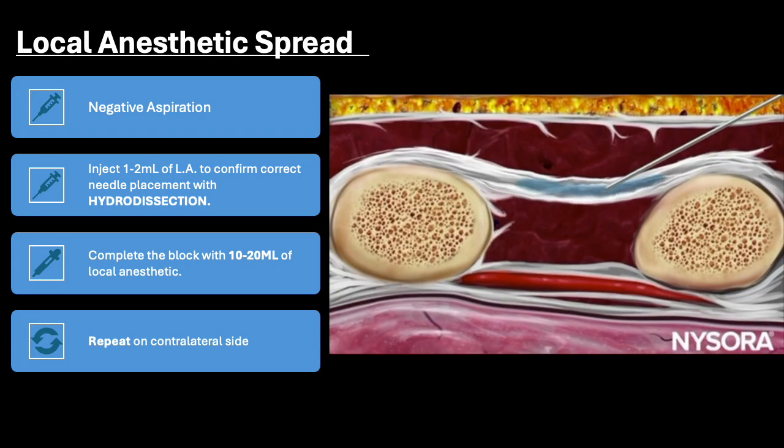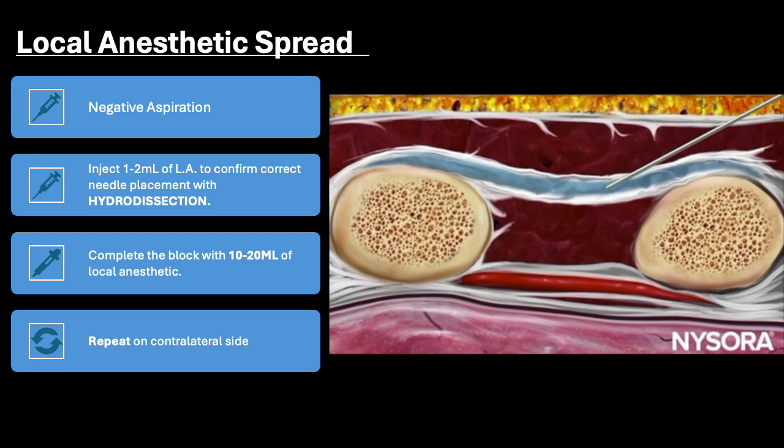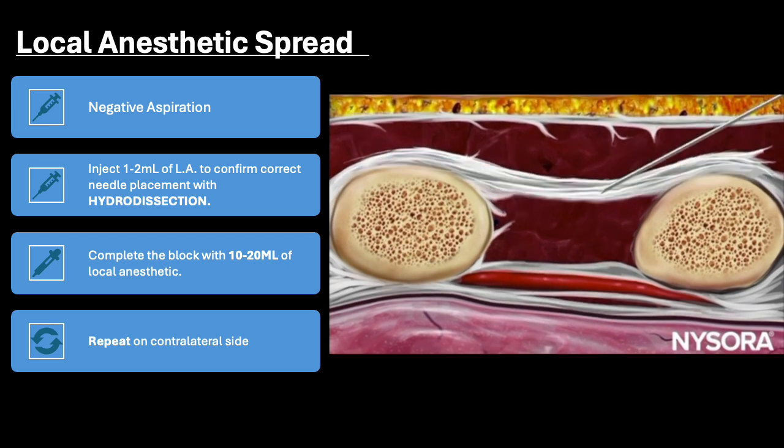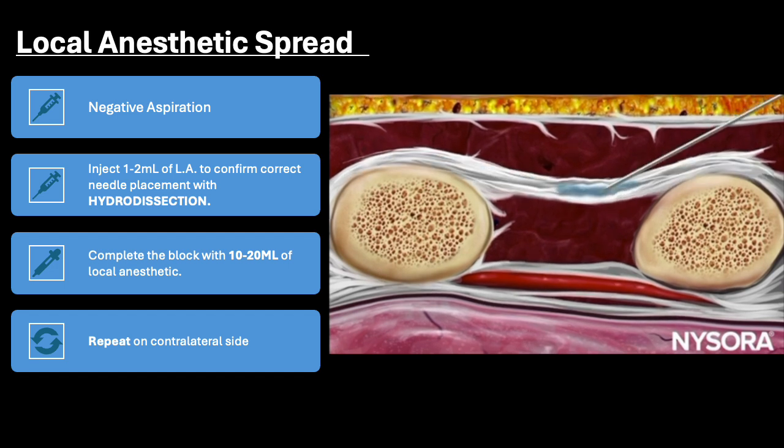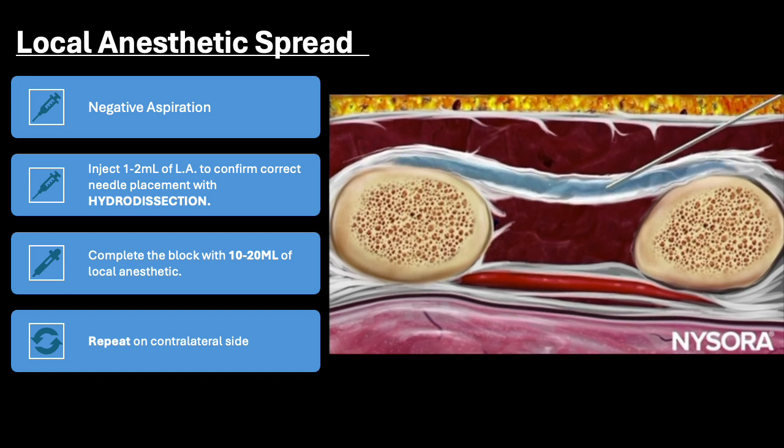Before injecting, always aspirate, so as to not inject intravascularly. Inject 1 to 2 milliliters of local anesthetic first, to confirm correct placement with hydrodissection. This confirms correct placement by visibly separating the fascial plane under ultrasound. Once the fascial plane opens, slowly inject the remaining local anesthetic, while observing the spread throughout the plane, and repeat the procedure on the opposite side to achieve bilateral sternotomy analgesia.